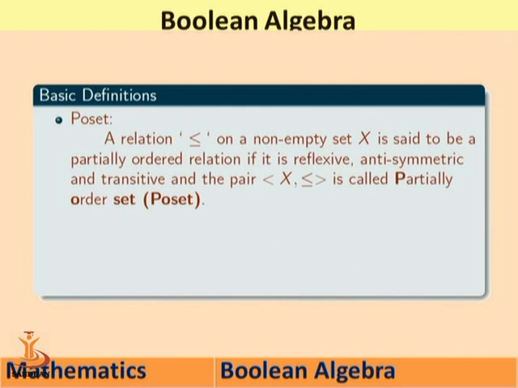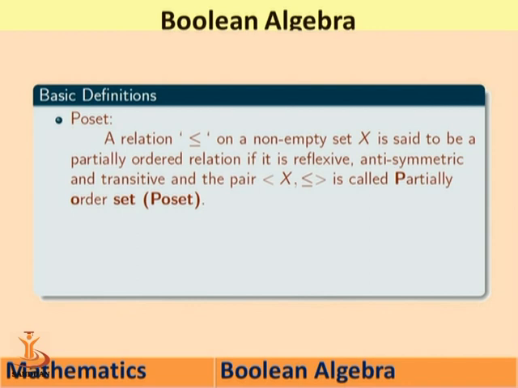First definition is of poset, right? In a poset we have a relation less than or equals to on a non-empty set X. If that relation satisfies reflexivity, antisymmetricity and transitivity on the elements of X, then that relation is said to be a partially ordered relation, and the pair X, less than or equals to, is said to be a partially ordered set. Here we have a relation less than or equals to as reflexive, antisymmetric and transitive.